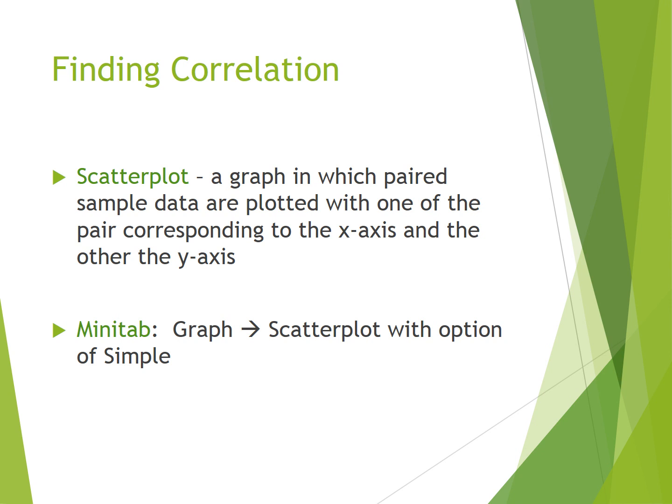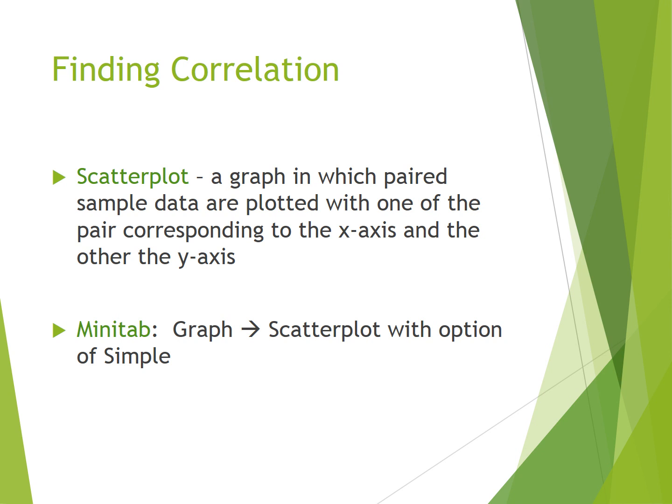With Minitab, it's easy to do a scatter plot. Go to Graph, Scatter Plot, with options of Simple, and enter the X values into the X variable and the Y values into the Y variable, and then click OK. Minitab will give you a scatter plot. And you can see, does it look like there's some kind of pattern in the data?